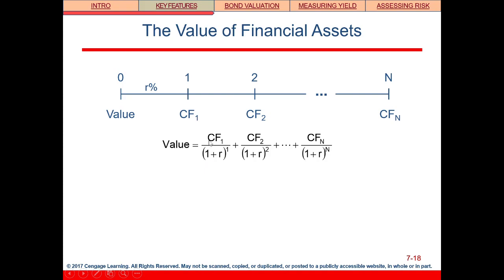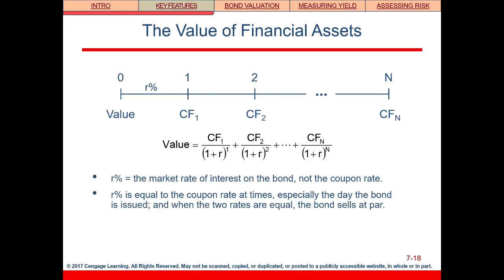So in theory, you could use the following equation to calculate its fair price, to calculate its value. That's the same as discounting all the future cash flows, right? So basically all the numerators are the cash flows, and then you put the discounting interest rate in the denominator, and therefore you can calculate the fair value of this bond. So R% is the market rate of interest on the bond, not the coupon rate. The coupon rate determines the cash flow in each period, but not the market interest rate. But this market interest rate is equal to the coupon rate at times, especially the day the bond is issued.